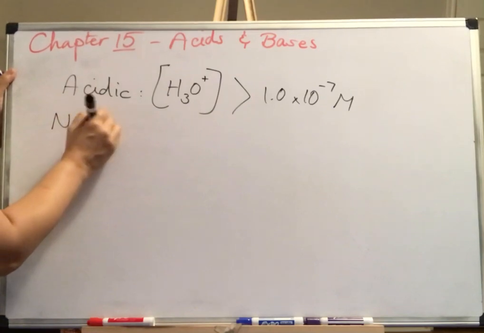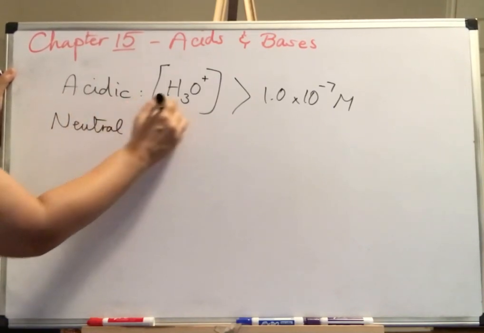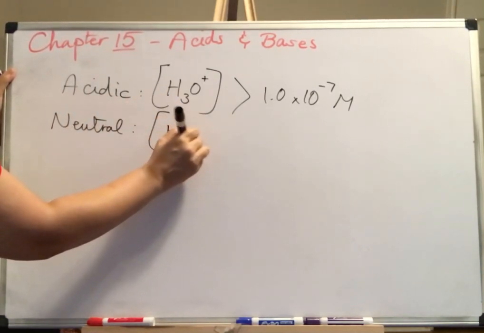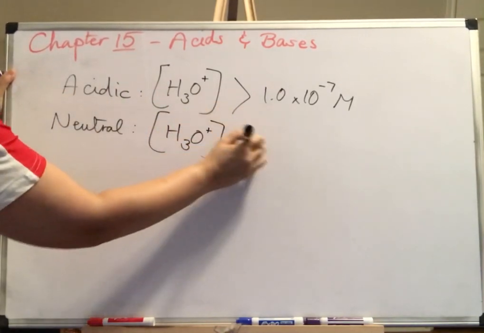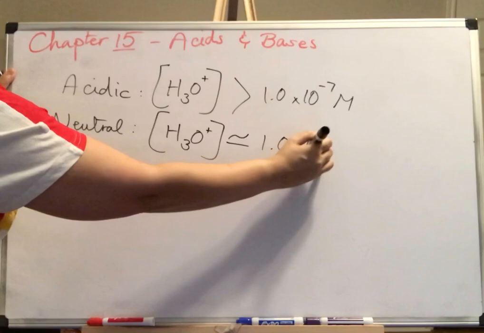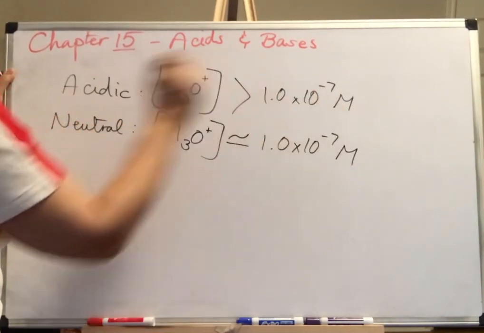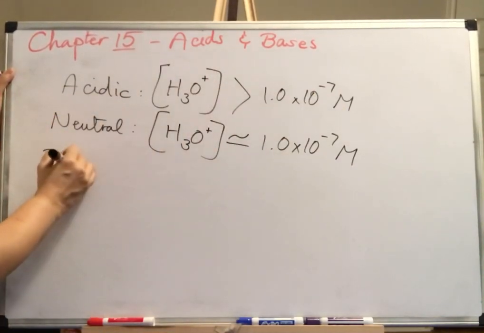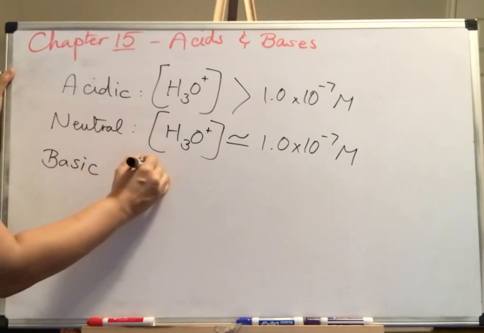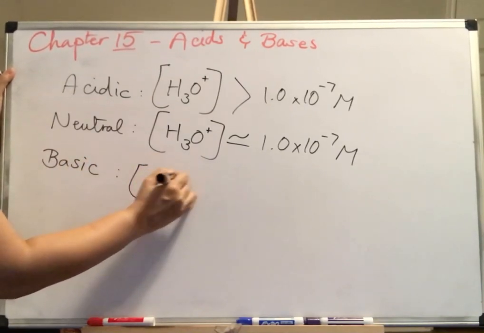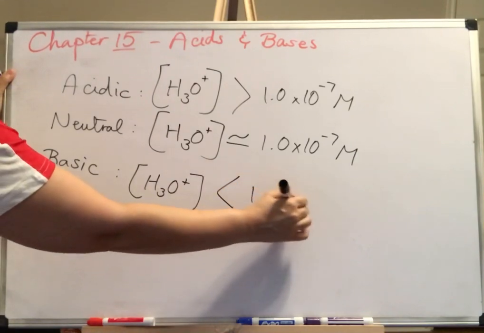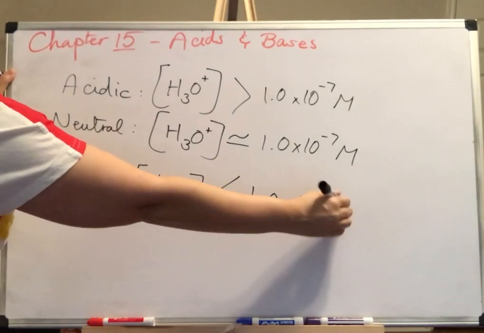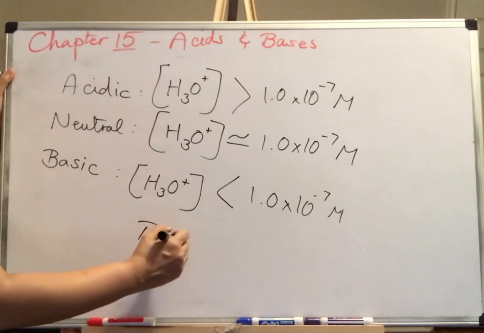Neutral means that the concentration of hydronium ion is about 1 times 10 to negative 7 molar. And when you have a basic solution, the concentration of hydronium ion is less than 1 times 10 to negative 7 molar. This is what you need to memorize.